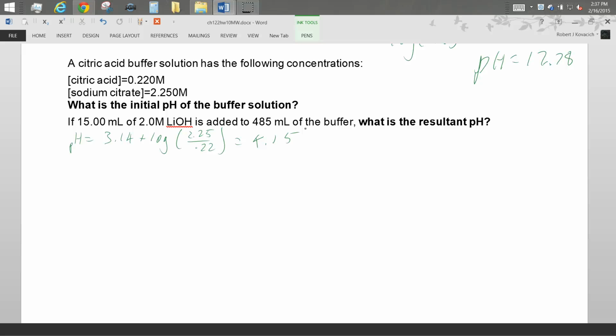But why is this higher than the pKa? Because there's a difference. So why is it higher? Because the bottom number's small. What's the bottom number? The denominator is the acid. So when I made this buffer, I put a whole heck of a lot more salt in it, right? And what's the salt of a weak acid do to the pH?